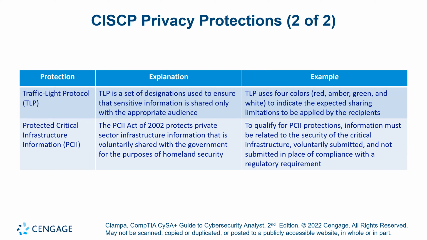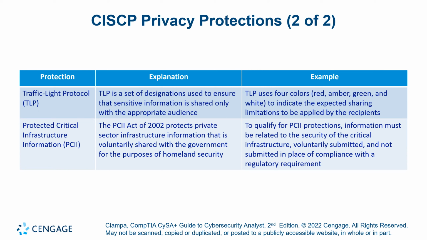Protected Critical Infrastructure Information, or PCII. The PCII Act of 2002 protects private sector infrastructure information that is voluntarily shared with the government for the purposes of Homeland Security. Now, the key there is voluntarily and Homeland Security.